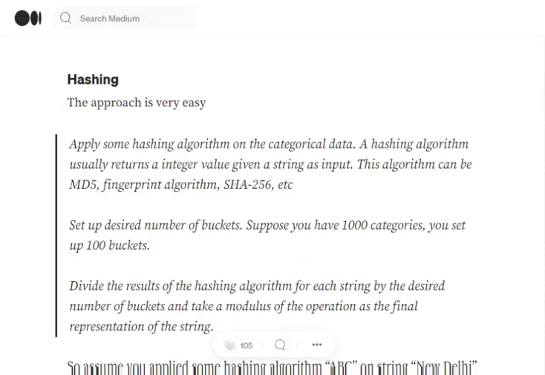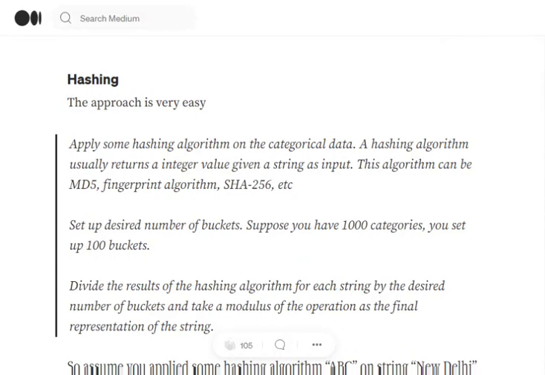First of all, we take up some hashing algorithm. Now it can be the fingerprint algorithm, MD5, or SHA-256. These are algorithms that you can go and Google and read about. Now, for different categories, we feed these strings into the hashing algorithm and generate an integer value. So basically, a hashing algorithm takes a string and gives you a numerical value.